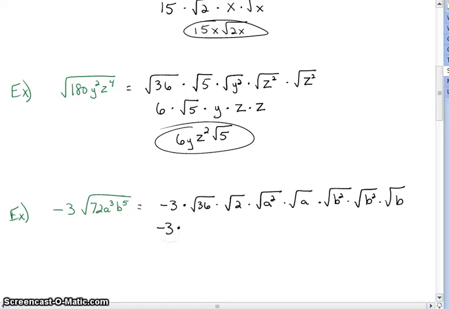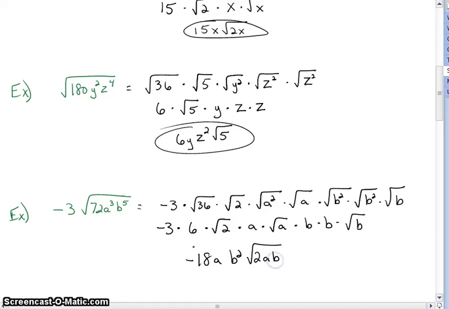So now I have negative 3 times 6 times the square root of 2 times a times the square root of a times b times b times the square root of b. Simplify by putting everything outside the radical outside. So negative 18 a b squared times the square root of 2ab. All done.